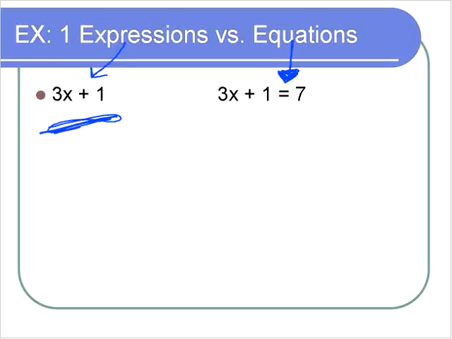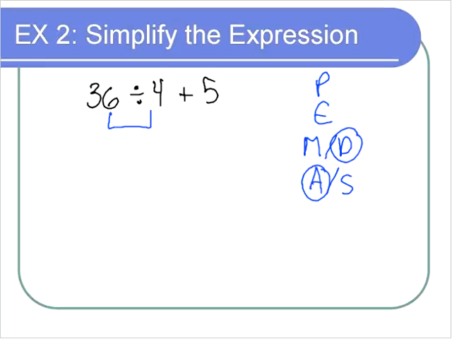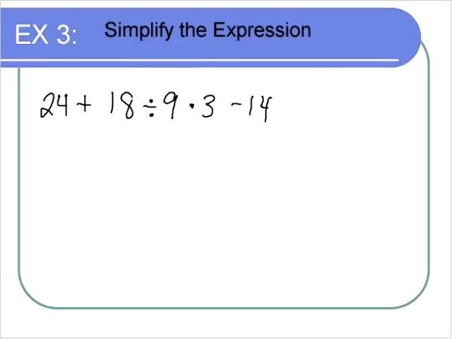So now let's talk about how we simplify an expression. To simplify an expression, we simply use the order of operations, which is PEMDAS: parentheses, exponent, multiplication and division, addition and subtraction. Alright, so let's see what we would do first. I have a division and I have an addition. Division's right here, addition is down here, so division is higher, so we're going to do the division first. 36 divided by 4 is 9. And then the 9 plus 5 would be 14.